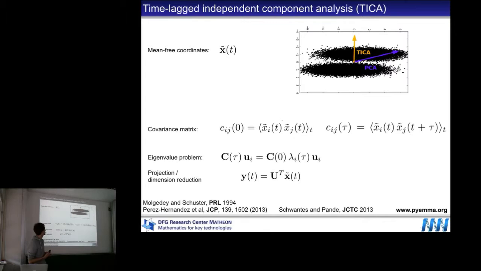We compute the instantaneous correlation matrix, we compute the time-lagged correlation matrix. This is what was happening underneath while Guillermo was executing the cell in the notebook. And the eigenvalue problem is assembled and solved. And in the end, the data is projected onto the leading eigenvectors. That will be the TICA projection you have seen in Guillermo's notebook just a few minutes ago.